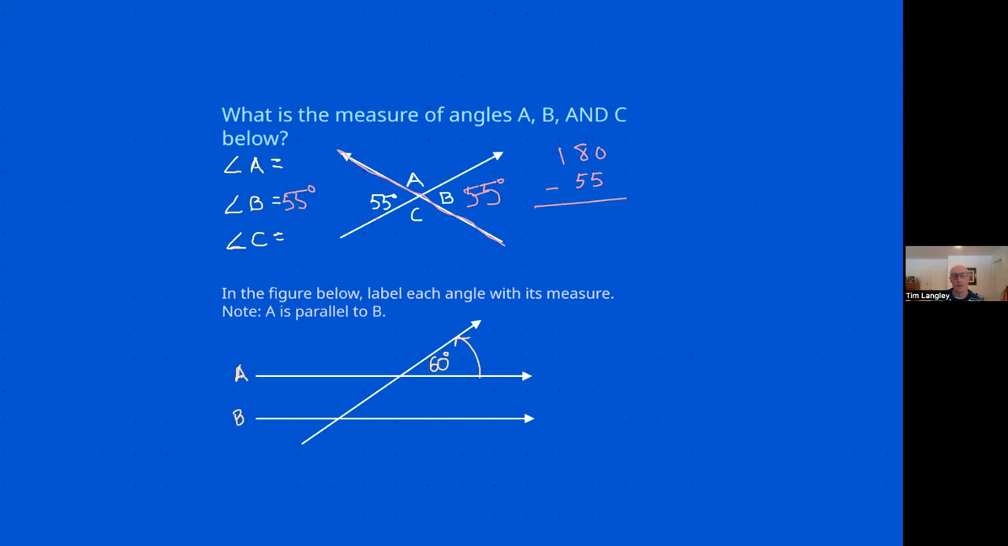All right, the next one. In the figure below, label each angle with its measure. Note A is parallel to B. All right, if A and B lines are parallel, and we're given 60 degrees, that means the vertical angle, okay? And the question actually asks you to label, okay? I'm going to box around this label and each angle with its measure, okay?